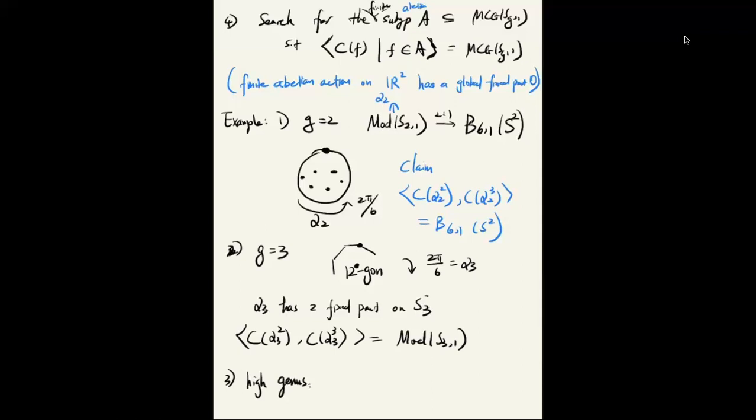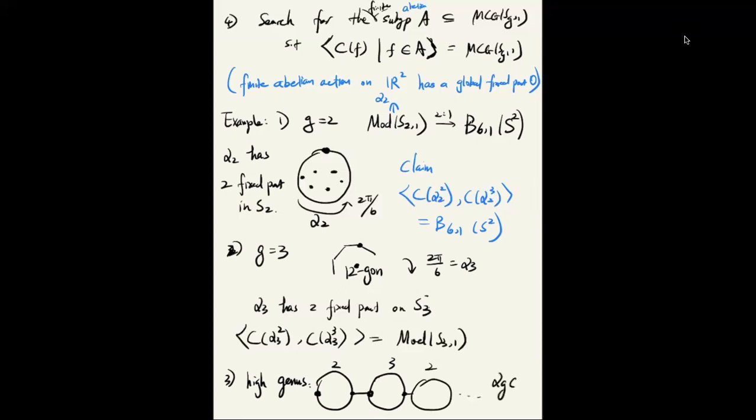So alpha two also has two global fixed points in S2. So for higher genus, because all of these examples have two global fixed points, I can blow up one of the global fixed points and connect them together. So in the end, you have one global fixed point, you have another, and then you blow up and connect it with another genus three. For example, genus two and genus three, you can get a genus five. And if you keep doing this, you can get a genus seven. So you just glue all of them together, and you get your element alpha G inside the mapping class group of genus G.